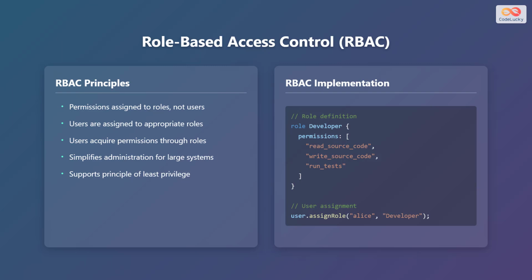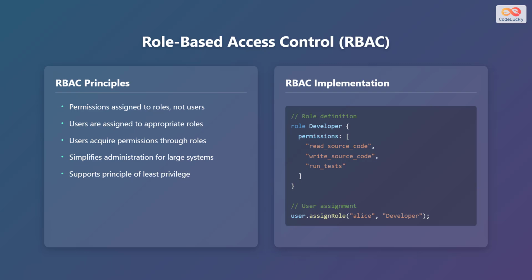RBAC simplifies administration for large systems, making it easier to manage user permissions at scale. It also supports the principle of least privilege by ensuring that users only have the permissions necessary to perform their tasks. To illustrate RBAC implementation, consider a role definition for a developer.